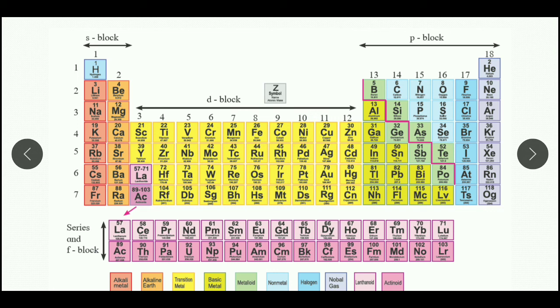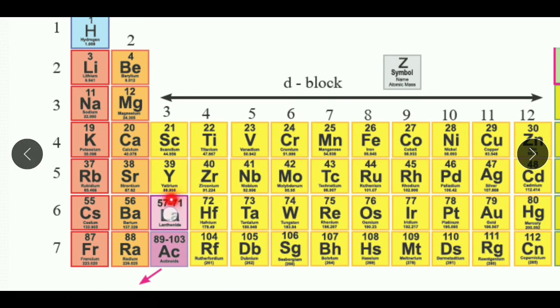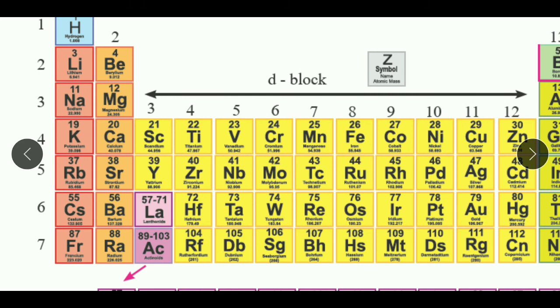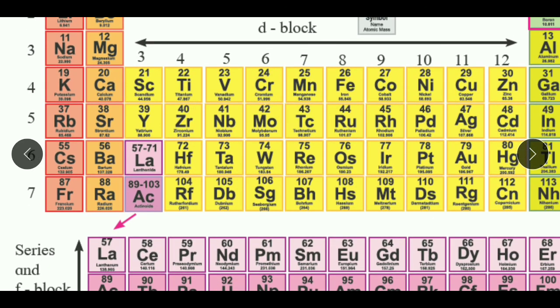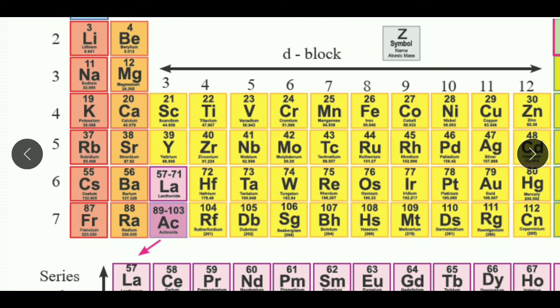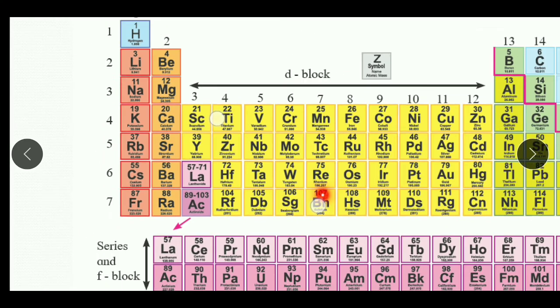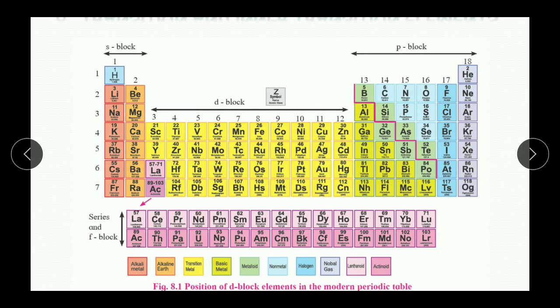The first series, the upper one called Lanthanoids, is in the third group and sixth period. It is written La 57 to 71. The bottom series is in the seventh period and third group. That is 89 to 103, Ac is written. So the first series, La, means lanthanum. And after lanthanum, the 14 elements are arranged in a horizontal row.